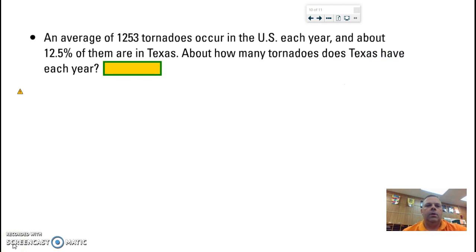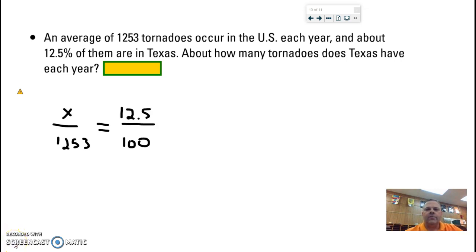In our final example, an average of 1,253 tornadoes occur in the United States each year, and about 12.5% of them are in Texas. About how many tornadoes does Texas have each year? I have set up a proportion because I'm wanting to know the part of the tornadoes that occur in Texas. This is the whole of 1,253. The percent is 12.5 over 100.